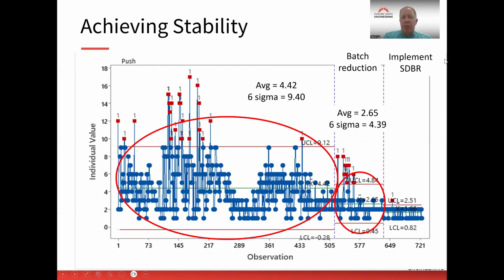Then we implemented simplified drum buffer rope. If you're not familiar with simplified drum buffer rope, it's a theory of constraints technique for scheduling. And what we're doing is we're taking the demand rate of the customer, we're backing off by a reliable lead time, and we're releasing work orders a reliable lead time before the due date. And in this case, it's make to stock.